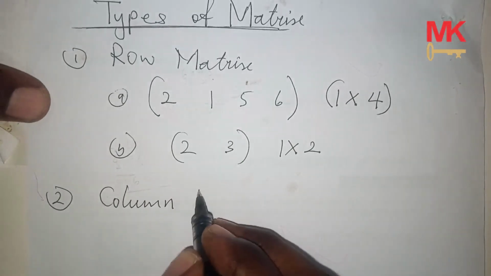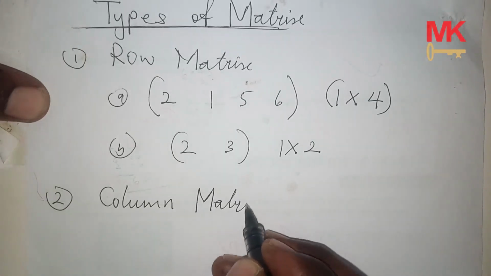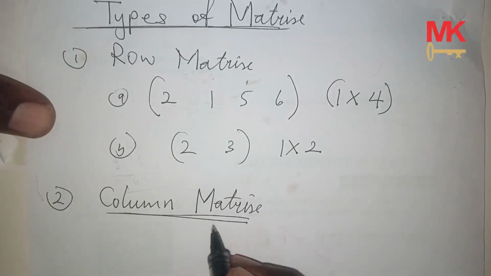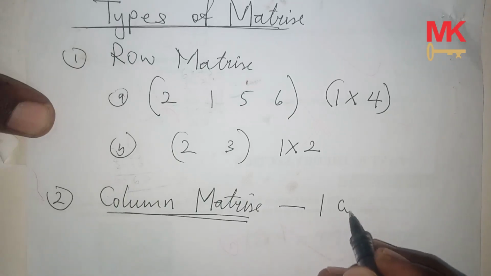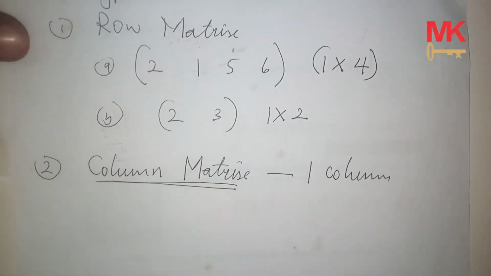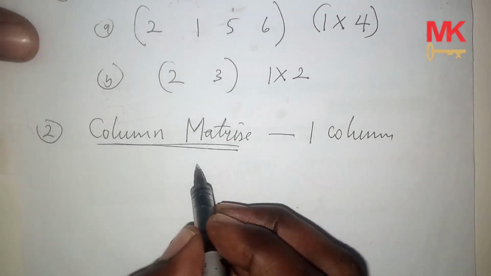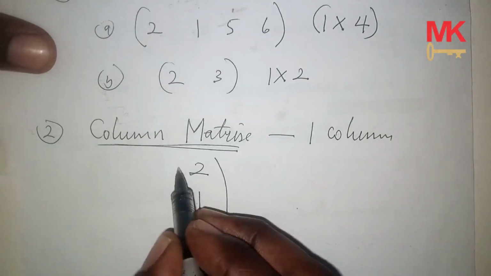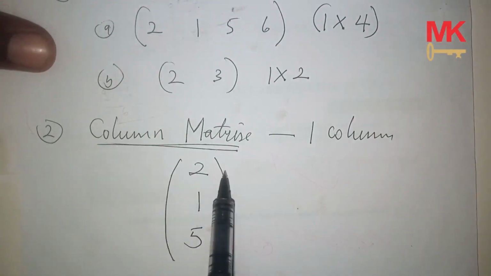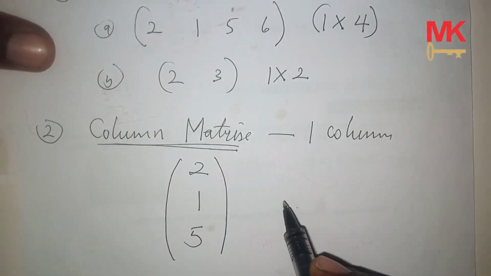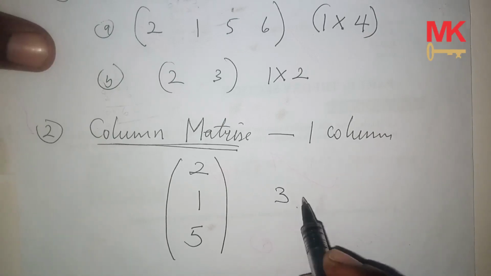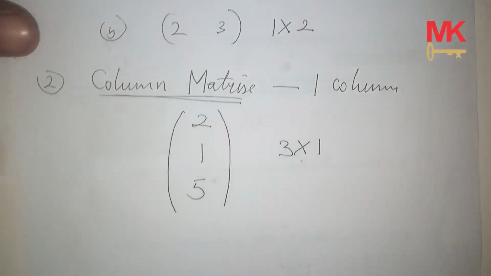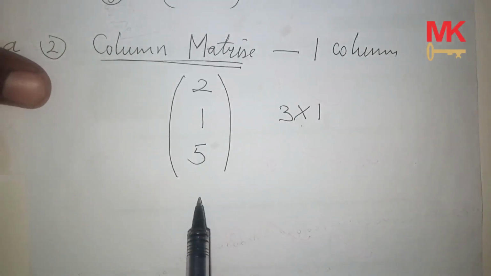The column matrix is another type of matrix. As the name implies, just like the former one, it's a type of matrix that has just one column. Example, you can see this 2, 1, 5. This is an example of a column matrix. How many rows are here? 1, 2, 3. So the dimension of this matrix is 3 by 1. Just one column. This is a column matrix. So when you see this type of matrix, you'll be able to identify it as a column matrix.